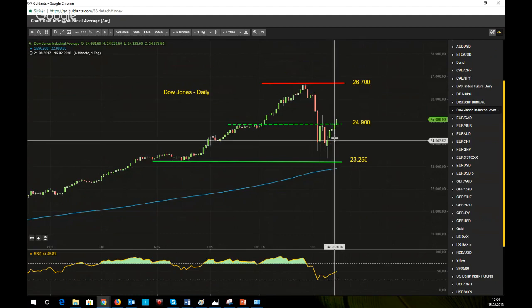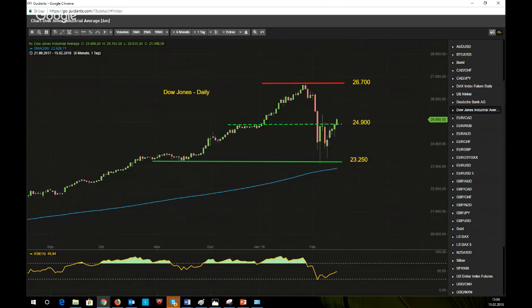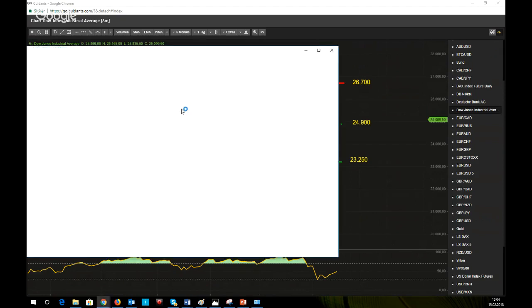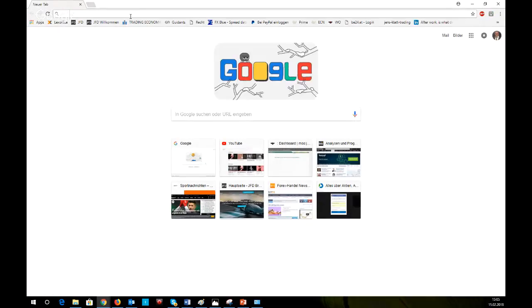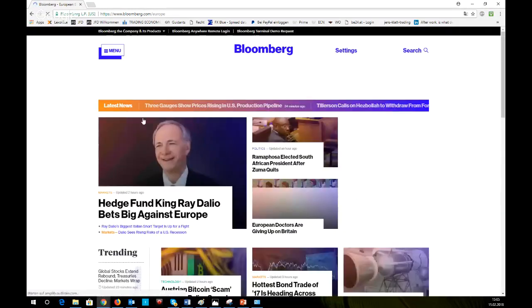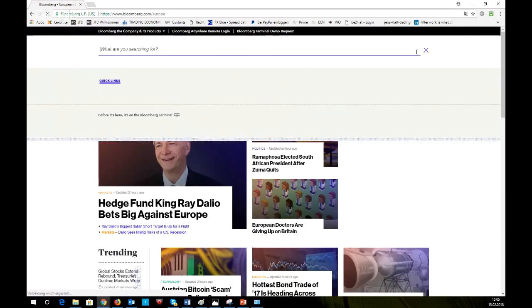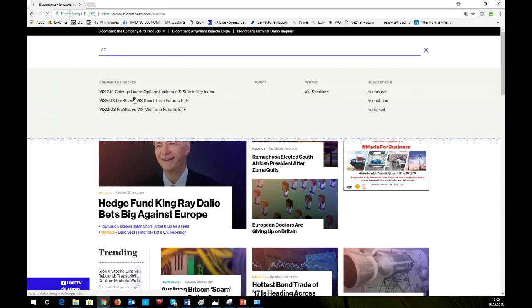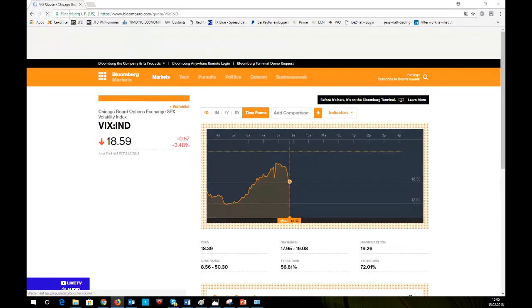Well, it didn't happen. In fact, the market was capable of stabilizing, and not just stabilizing, it pushed aggressively higher yesterday, and volatility, the VIX, the volatility index on the S&P, pushed quite aggressively lower. So one sec. Let's have a look here at the VIX.